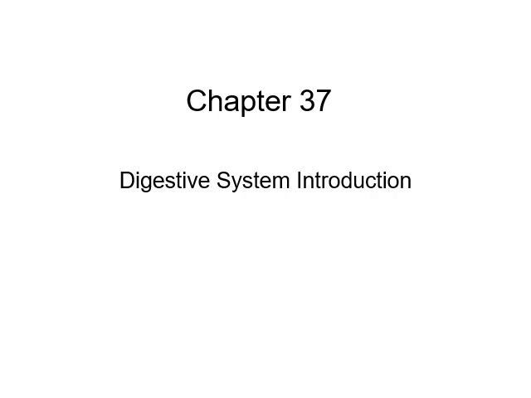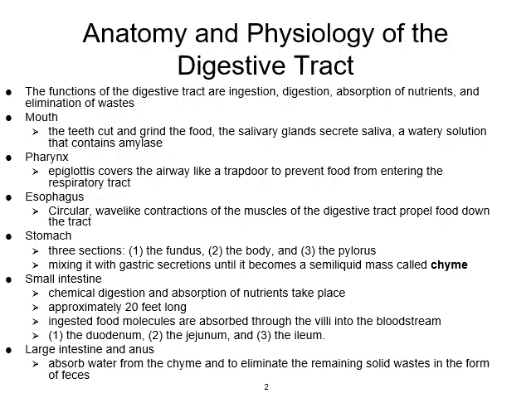Hello everyone, for this video we will go over chapter 37, chapter 38, and chapter 39. Chapter 37 is Digestive System Introduction, an overview of the anatomy and physiology of the digestive tract. We'll start with the functions of the digestive tract: ingestion, digestion, absorption of nutrients, and elimination of wastes.